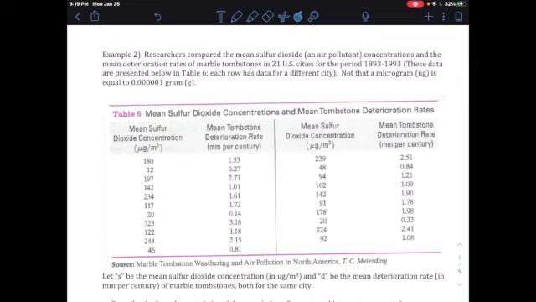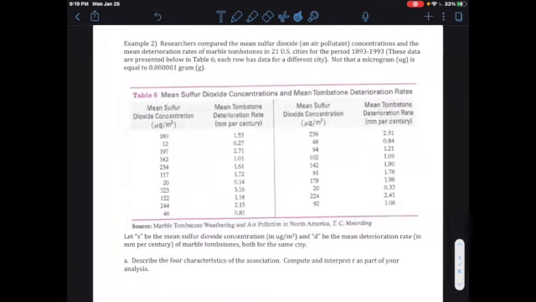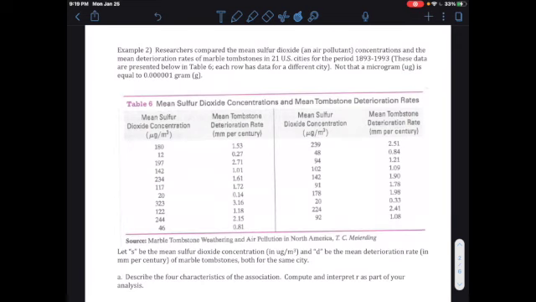Note that microgram, µg, is equal to 0.000001 grams. What you guys have to understand is, in this table, what is your X and what is your Y? The mean sulfur dioxide concentration is going to cause the deterioration of the tombstone. So you should understand what is your X, what is your Y. Before we do anything else, the mean sulfur dioxide concentration is your X, and the mean tombstone deterioration rate is going to be your Y. So I need you to enter that, okay?